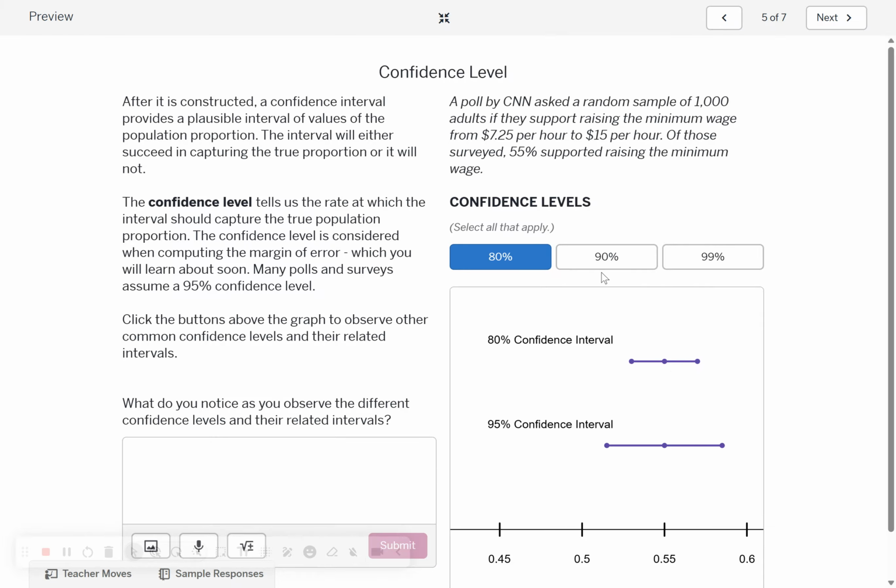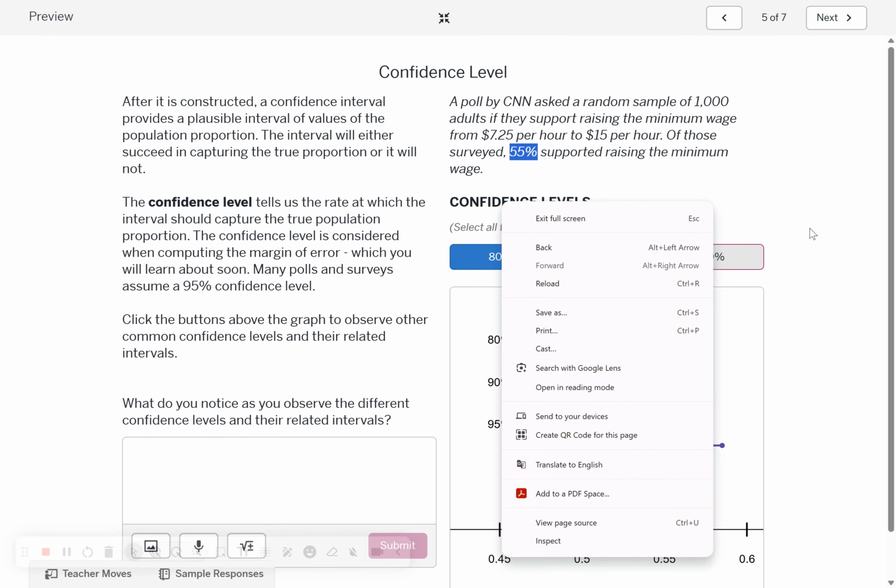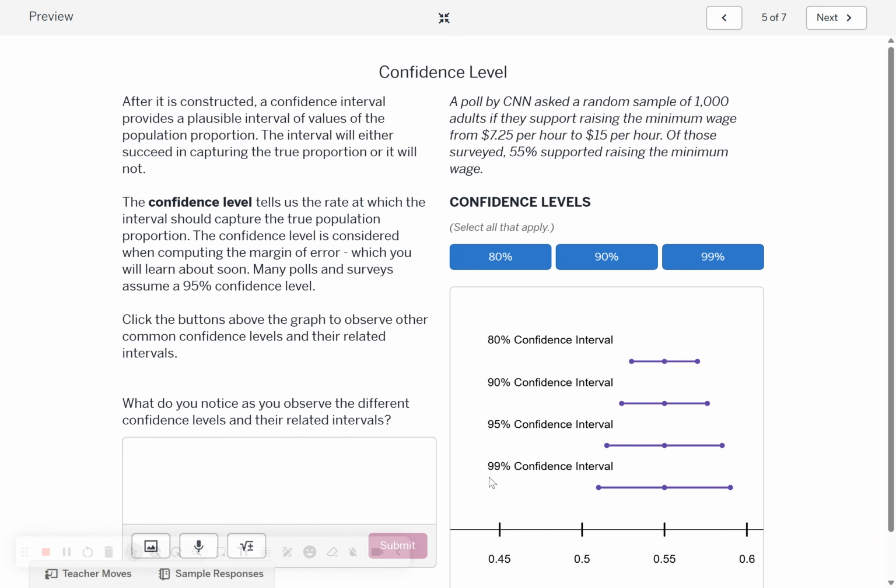I'm still centered at the 55% from before, but my margin of error is smaller. So if you're less confident, you'll have a smaller interval and your margin of error is smaller. So 90% is a little bit more confident than 80%. We have a wider interval and a little bit wider margin of error, and then 99% confidence. So notice they're all centered at that 55% point estimate from before, but we're just adding and subtracting a little more.